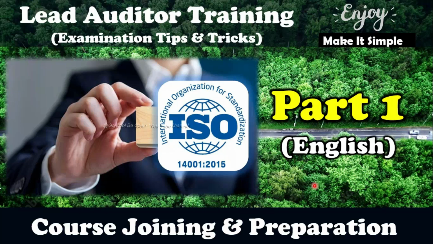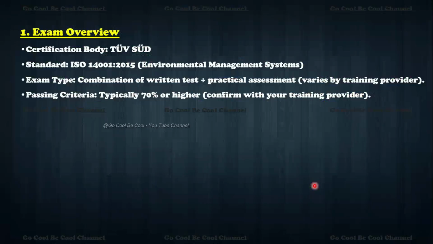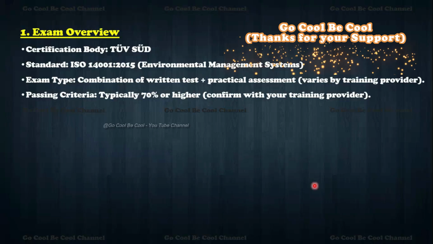Now let's see what is to be done for course joining and then preparation. We'll see one by one. First is exam overview. First, my dear friends, please understand, in the 14K lead auditor training program we have to write the examination. Then only you will get the certificate, isn't it? For all in this world we have to write the examination. For example, if it is TUV SUD, we have to go for the examination. Yes, of course, a lot of certification agencies are there. I have taken TUV SUD as an example.